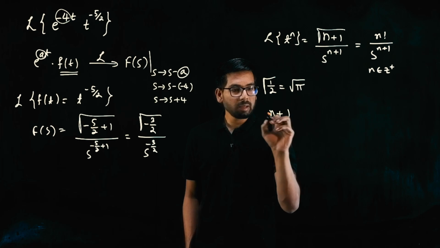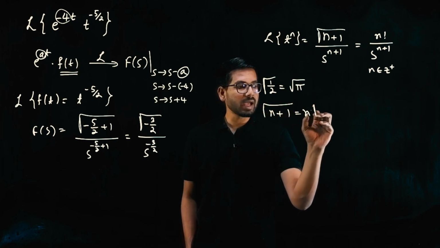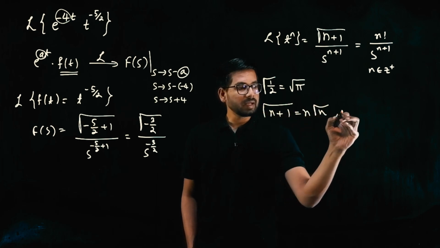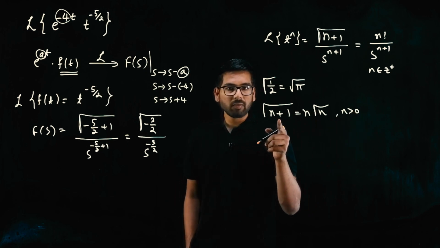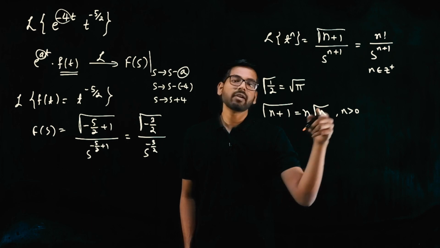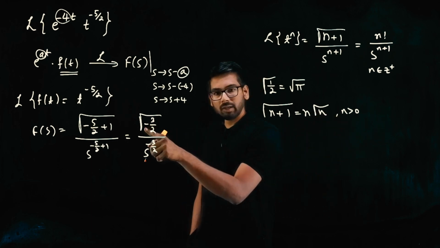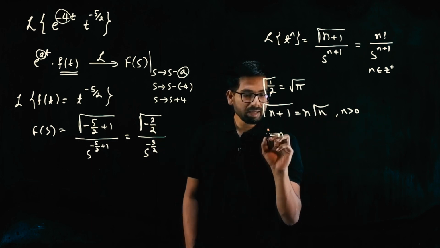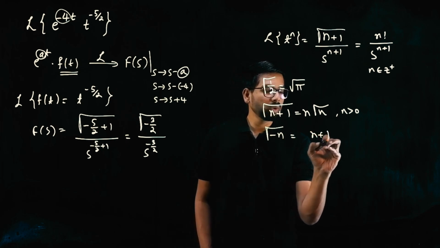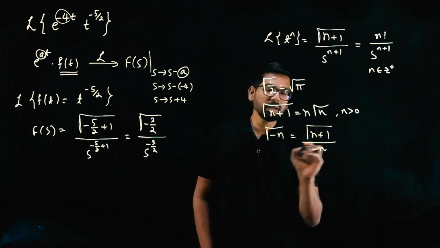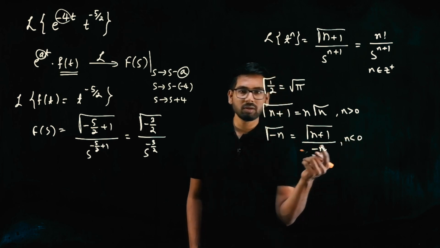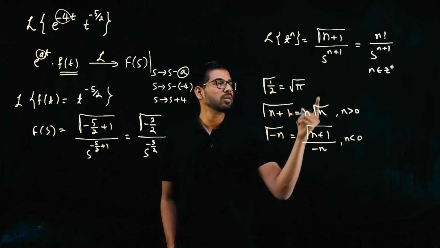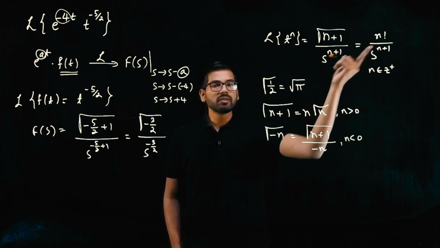So if gamma of n plus 1 is n into gamma of n, if n is greater than 0, and you use this formula, suppose you have 5 by 2, it will reduce to 3 by 2, and then it will reduce to 1 by 2 again. But you have negative values here, so gamma of minus n is n plus 1 divided by minus n. This is for n less than 0. If n equals 0, gamma of n is 0, which is 1 factor, that is 1.